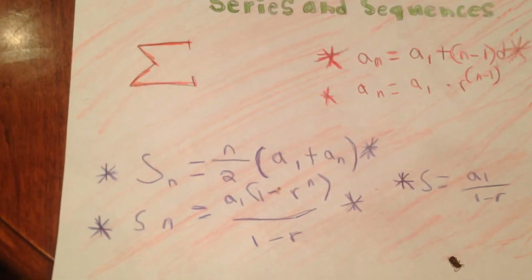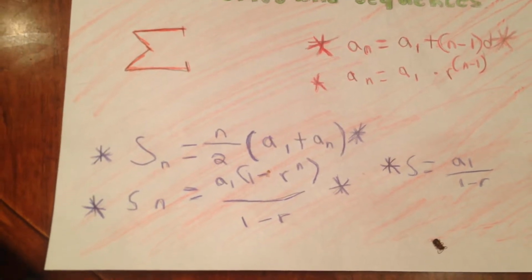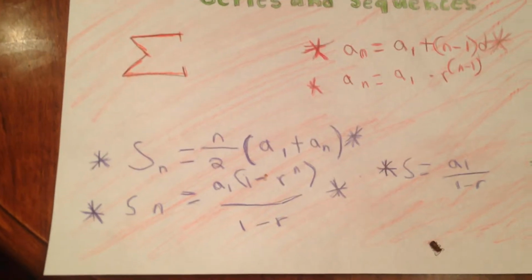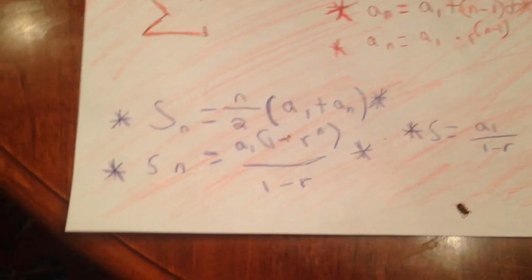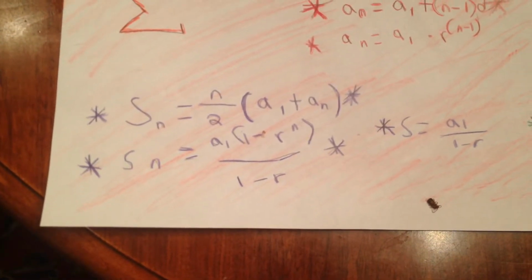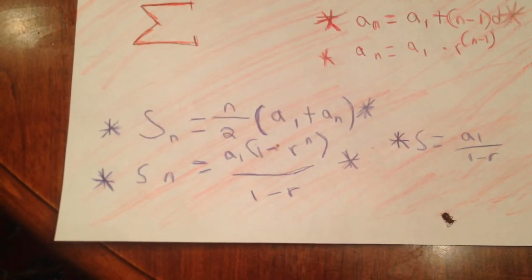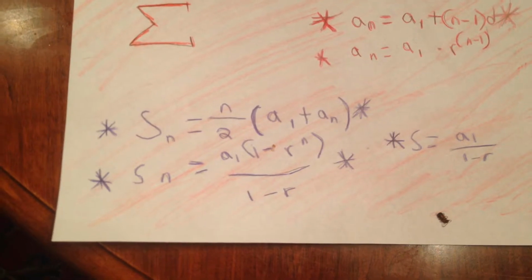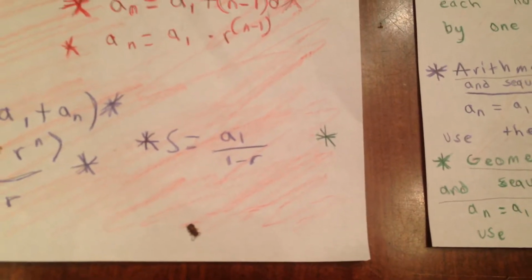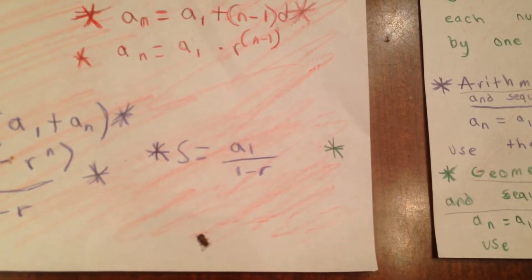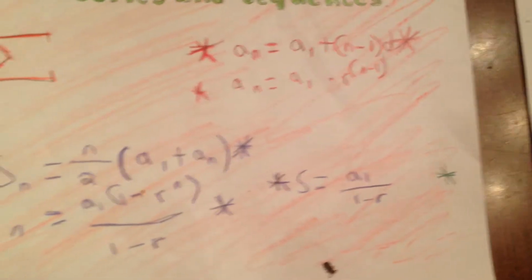The top one on the left is the arithmetic formula, S of n equals n divided by 2 times a sub 1 plus a sub n. And below that is the geometric, S of n equals a sub 1 times 1 minus r to the power of n divided by 1 minus r. And then this third sum formula, on the right, is what you use for continuation problems. S equals a sub 1 divided by 1 minus r.